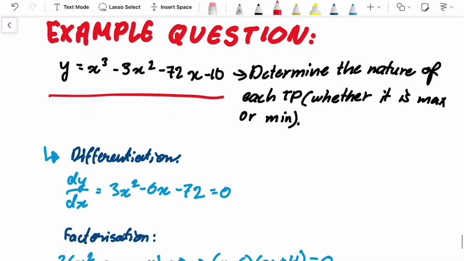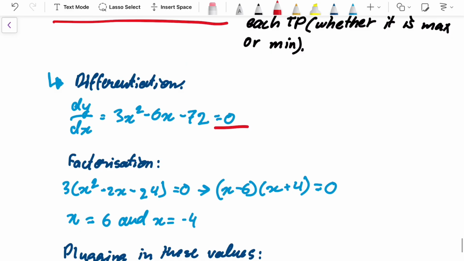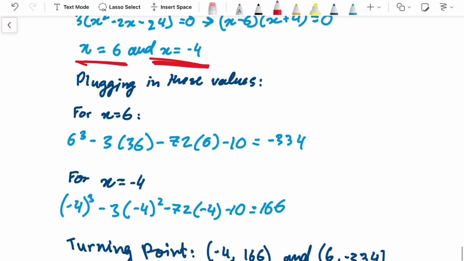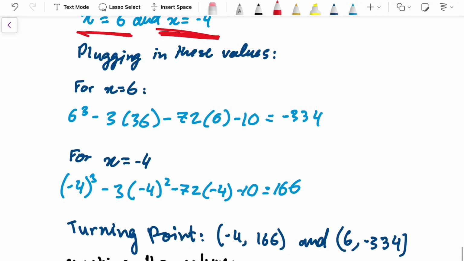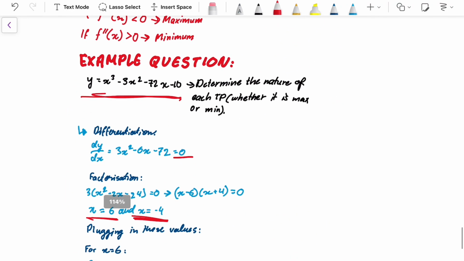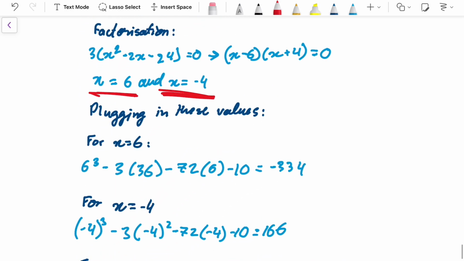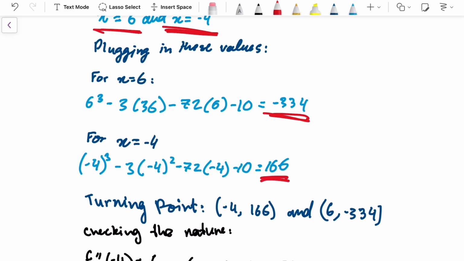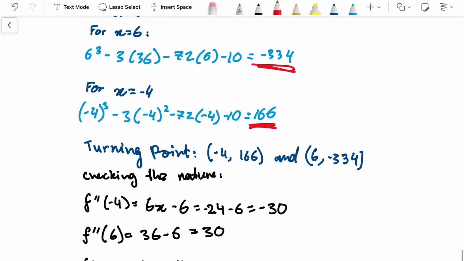So we're going to differentiate it. We're going to put it all equal to 0 because we're looking at turning points. And when we factorize it, we get that x is equal to 6 and x is equal to -4. So if you plug these values into the first one we got, which is this one, then we're going to get some y values. We've got -334 and we've got +166. So these are our turning points for that equation. So now we need to check the nature.